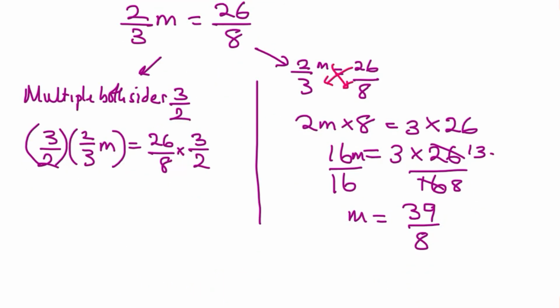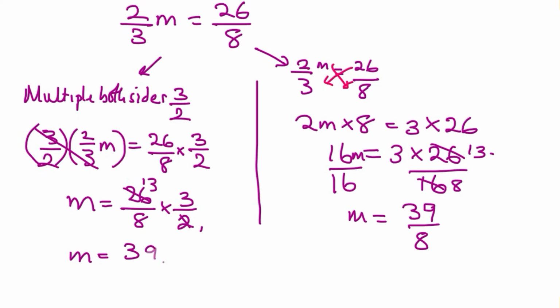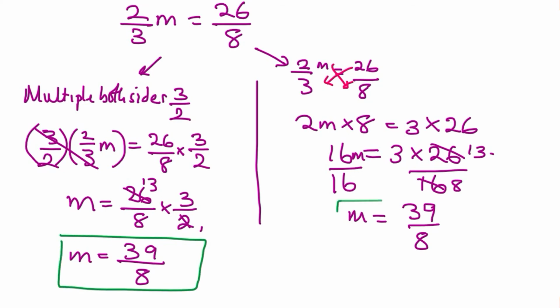So once you have that here, on this other side we have 3 over 2, and if this all cancels out, all we have is m is equal to 26 over 8 times 3 over 2, 2 in this 2, 2 in this 26 gives 13, and what we're left with here is m is equal to 39 over 8. So that is one way of solving, which means you just multiply both sides, or on the other side we just cross multiply and we should get the same value of m.